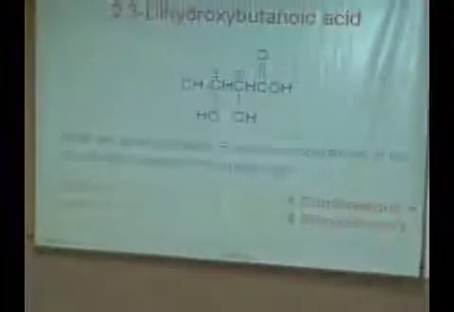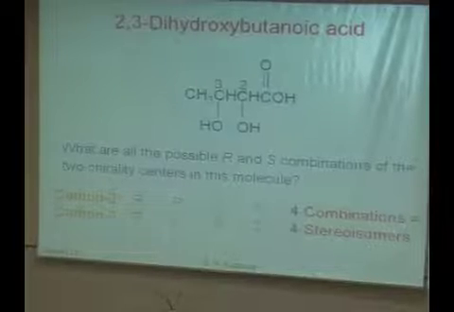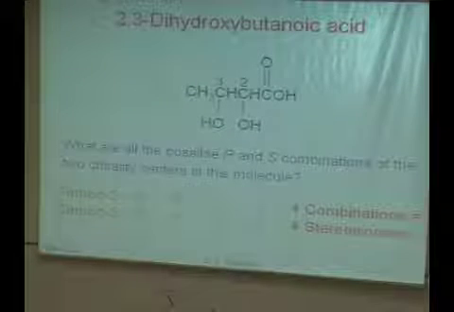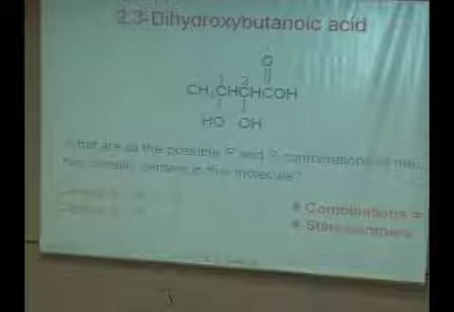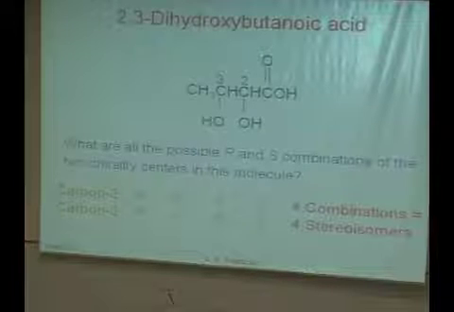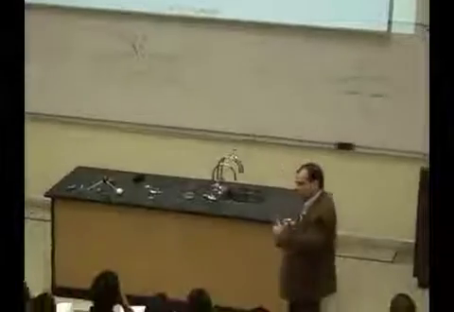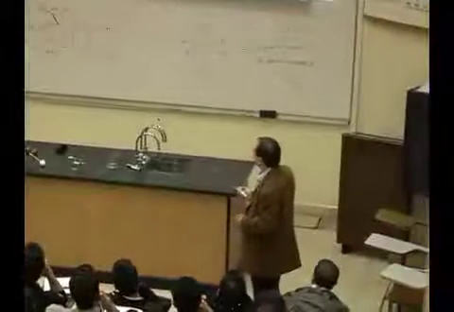4 combinations that will get me 4 stereoisomers. In fact, we are going to generate later. If you have n chiral centers, you are going to get 2 power n stereoisomers, except if you have some kind of symmetry in the molecule, then the number will be less. We will get to that later.